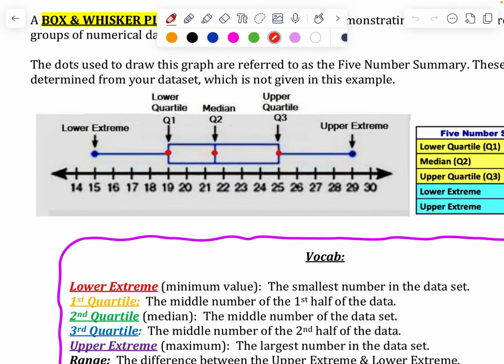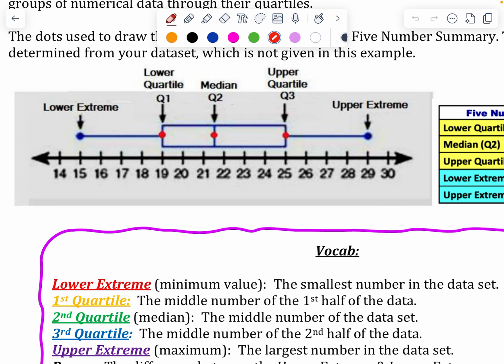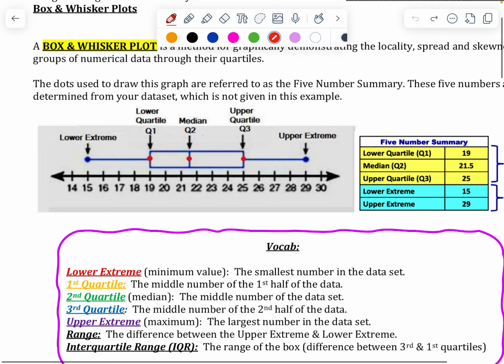So if you look at this right here, this is a box and whisker plot. You can see a box in the center, and then these little pieces right here are called whiskers. This one uses dots. I like to use tick marks instead. The dots are used to draw the 5-number summary. The first tick mark, or first dot, is your minimum value in your data set. In this, the data set wasn't given, but this is our minimum value.